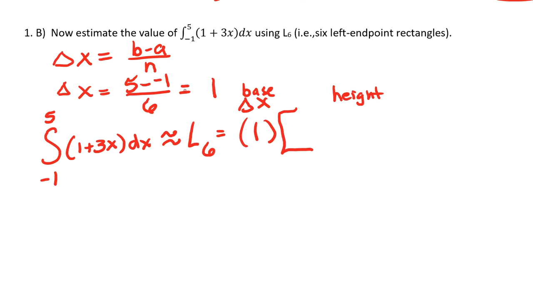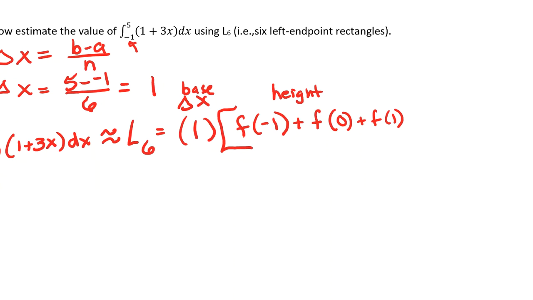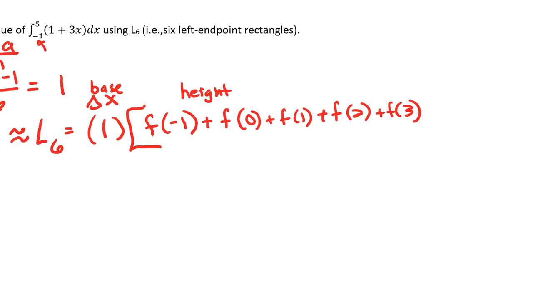So think how we're going to partition this. We're going to start at -1. So the left-hand height would be f of -1, and then we're jumping over delta x. So the left-hand edge would be at f of 0, and then f of 1. And let's see if I can make this fit. F of 2, f of 3, and f of 4. How come we're not going to f of 5?